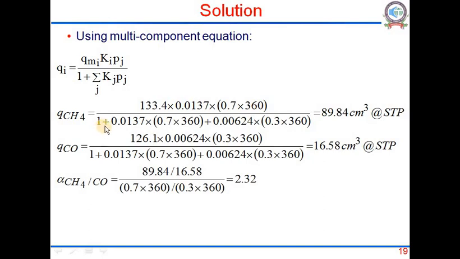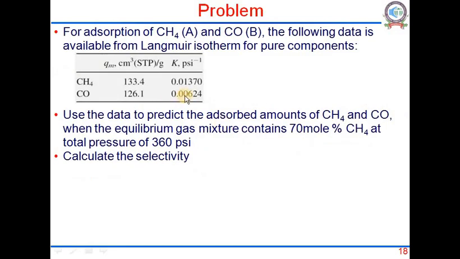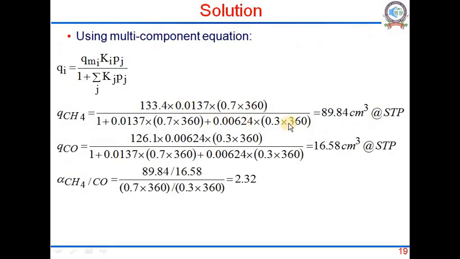divided by 1 plus 0.0137 multiplied by the partial pressure of methane plus 0.00624 multiplied by the partial pressure of carbon monoxide. The same way for carbon monoxide you can write, and you will find that Q for methane is 89.84 and Q for carbon monoxide is 16.58.